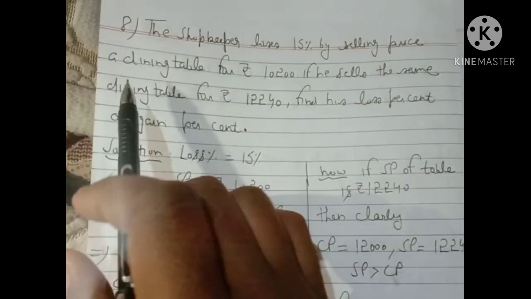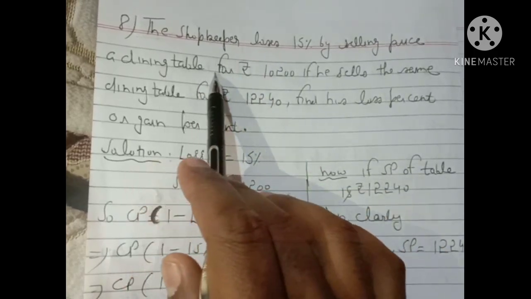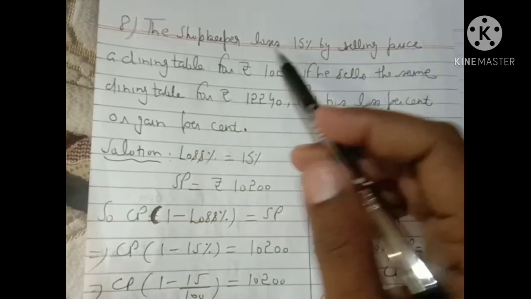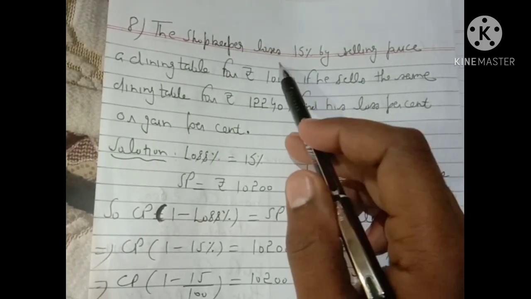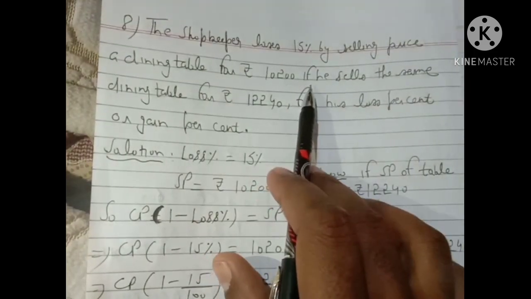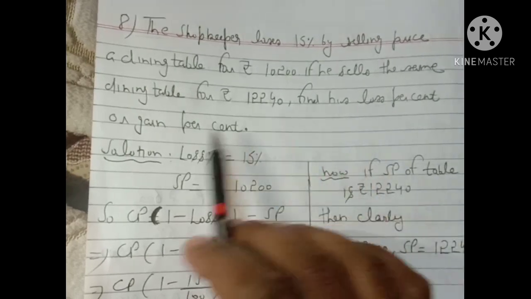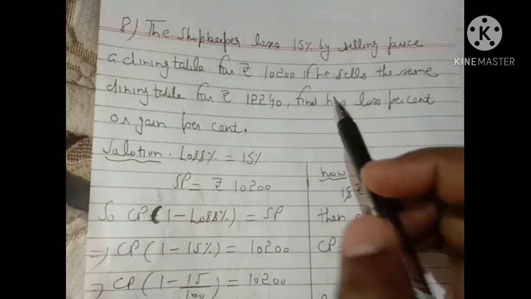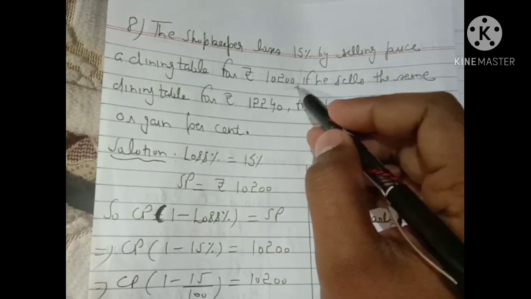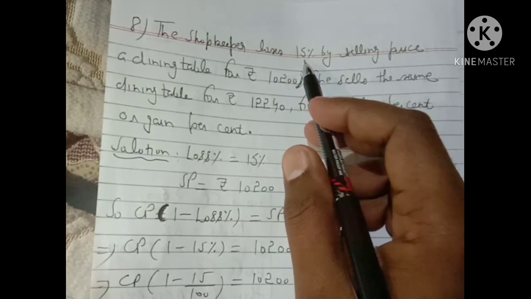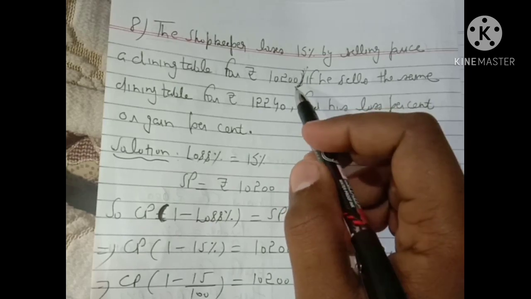Okay, now see the last sum of this exercise, the 8th sum. The shopkeeper loses 15% by selling a dining table for rupees 10,200. It means the shopkeeper sells a dining table for rupees 10,200 and faces a loss of 15%. If he sells the same dining table for rupees 12,240, find his loss percent or gain percent. This sum has two parts. In the first part, the SP and the loss percentage are given.